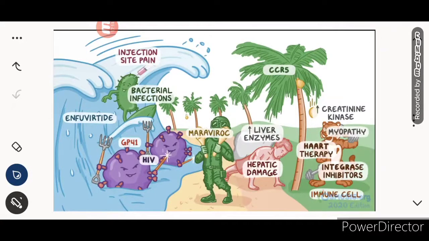So I hope you remembered this fun mnemonic. Also in this coconut tree, there are five coconut trees, representing the CCR5 receptors. And we saw that maraviroc binds to this CCR5 and inhibits the entry of the virus into the host cells. Okay, so I hope you understood this.